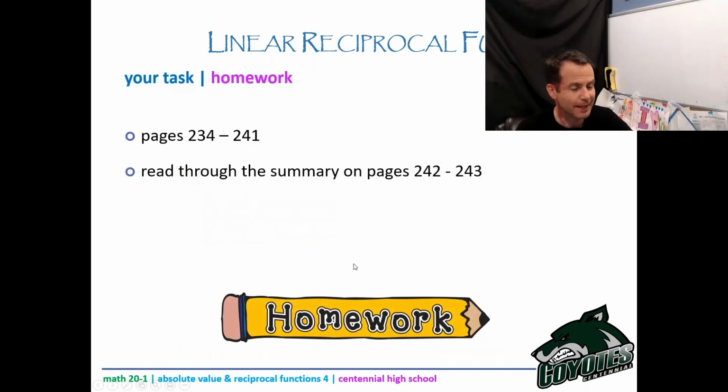That's where our game stops, and that's where our lesson stops. Your homework, I've listed there. The other thing I wanted to make a note of is in your workbook, you do have a 2-page summary after your homework. Just to wrap up this unit, it summarizes absolute value and reciprocal functions. So it would be a good idea to read through that as well.